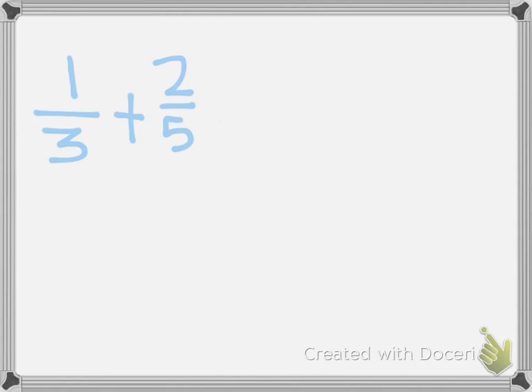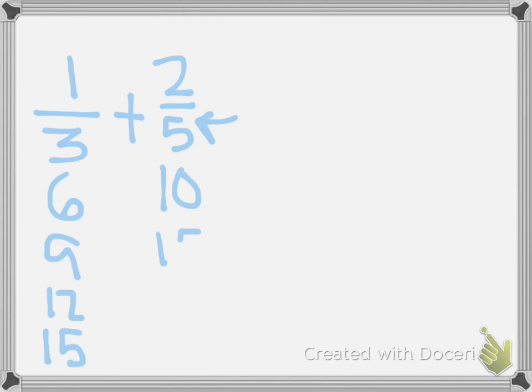have a matching number. 3 times 1 is 3, 3 times 2 is 6, 3 times 3 is 9, 3 times 4 is 12, and 3 times 5 is 15. Now we're going to list the multiples of 5. 5 times 1 is 5, 5 times 2 is 10, and 5 times 3 is 15. They both have 15, so we'll use 15.